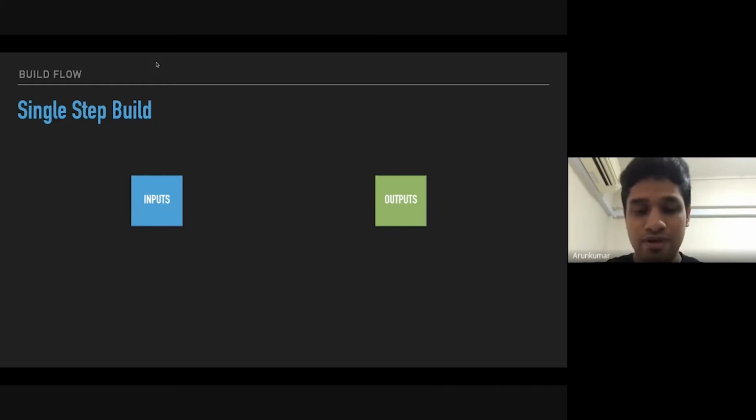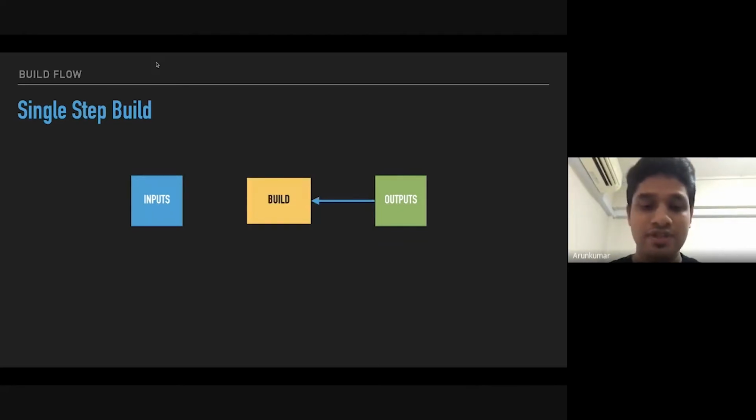So let's not talk Android or anything at all. Let's consider a very simple build system. What a build system typically does is we have basically two things. We have inputs and we have outputs, right? A build system typically comes in the middle. It takes the input, does some work on it, and then finally produces the output.